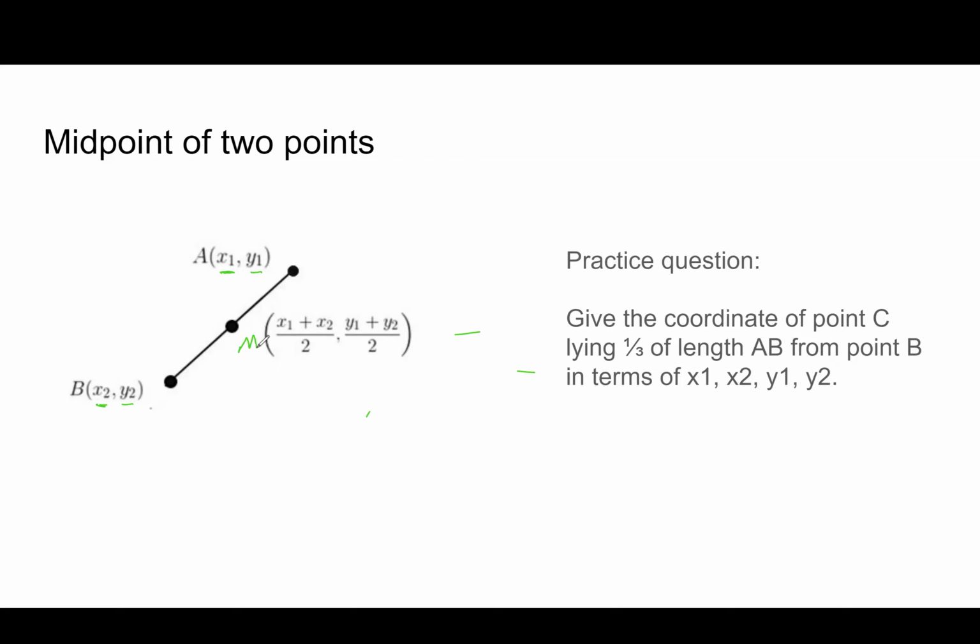So I'll give you guys a practice question. Give the coordinate of point C lying 1/3 of the length AB from point B in terms of x1, x2, y1, y2. So these are just the ordinates of A and B. I'll give you guys 2 minutes to do this question. It's really easy. Does anyone have any ideas?